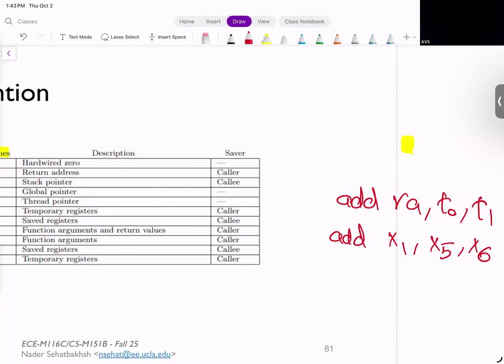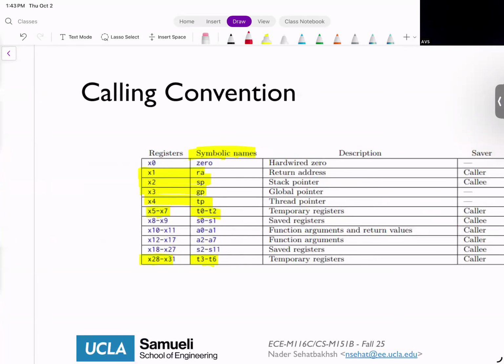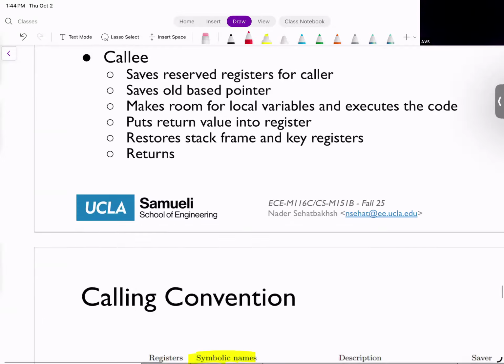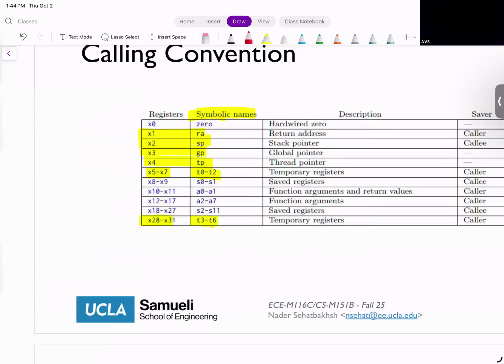Okay? Why do I want to use the symbolic names? Again, for convenience. I don't want to remember which register I used for calling, so you put RA. Which register do I use for manipulating the stack pointer, SP, and so on and so forth. You always have a base pointer for your frame, right? Yeah. Good. So these are just conventions.